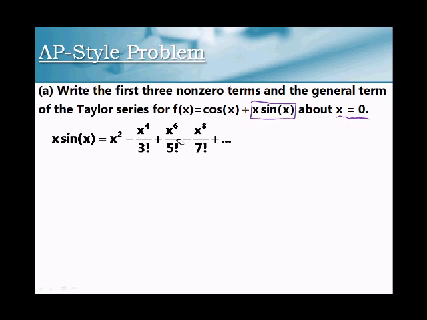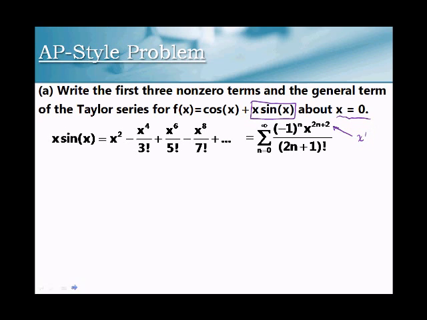And in fact, if I want to write a more generalized form for this in sigma notation, I can take the Maclaurin series in sigma notation for the sine of x, and I just have to multiply it by x, which is reflected right there. Instead of having x to the 2n plus 1, I have x to the 2n plus 2 because I've multiplied by an x to the first.